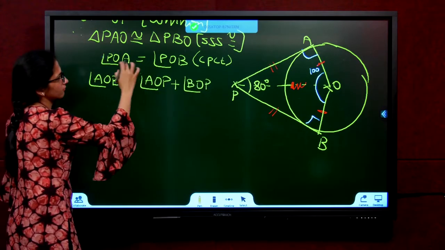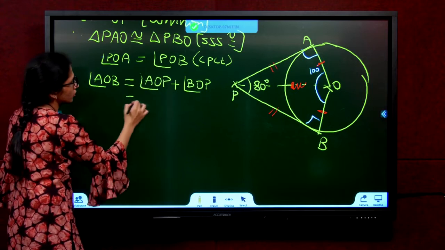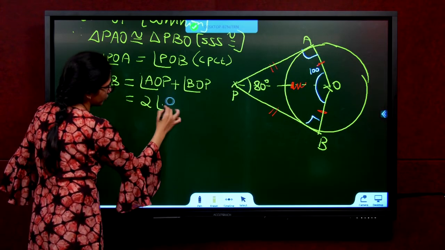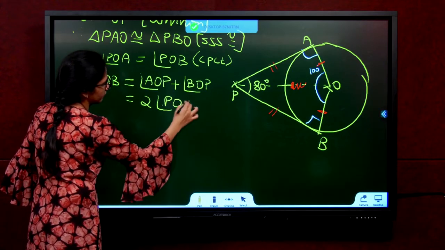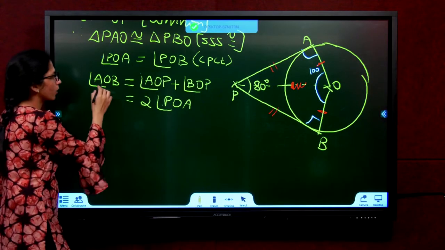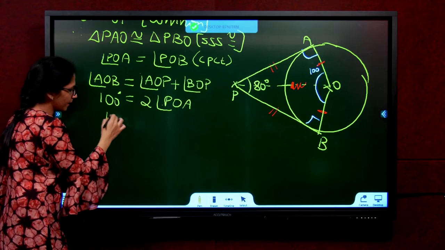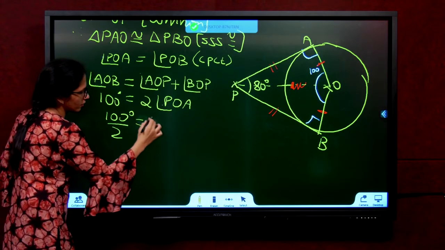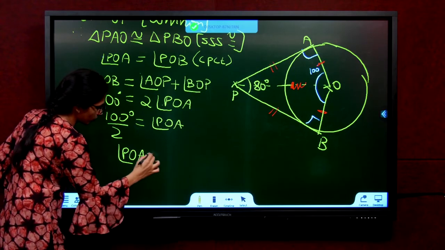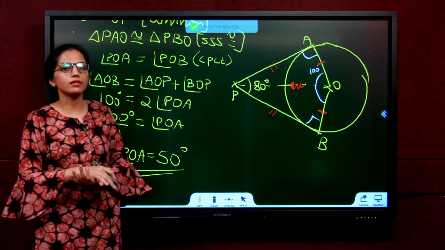These two are equal. POA and AOP is same and they are equal. So now I can write this as 2 angle AOP or POA. Both are same. AOP is same as POA. Okay. What is AOB? We just got it on top. 100 degree. 100 by 2 is equal to POA. Therefore, angle POA is 50 degree. Mark your 50 degree answer in the MCQ.